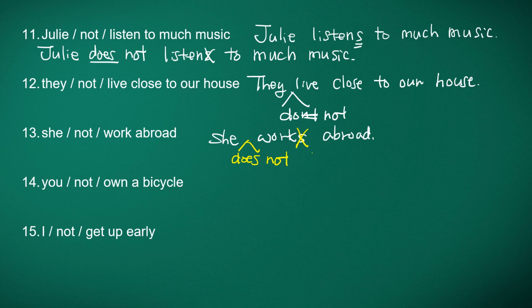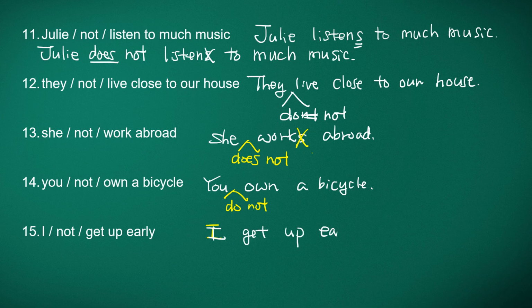And number 14, you own a bicycle. You own a bicycle, and the negative will be you do not. You do not own a bicycle. And number 15 will be I get up early. I'm sorry. I get up early, E-A-R-L-Y. I get up early, and then negative will be I do not. I do not get up early.